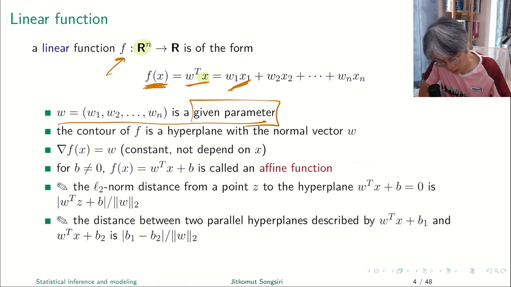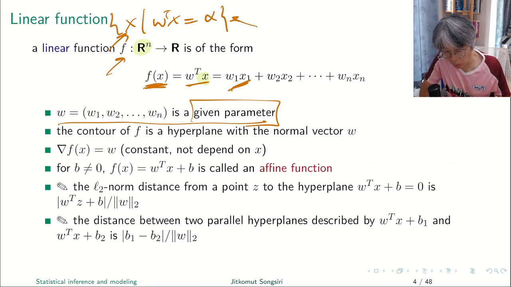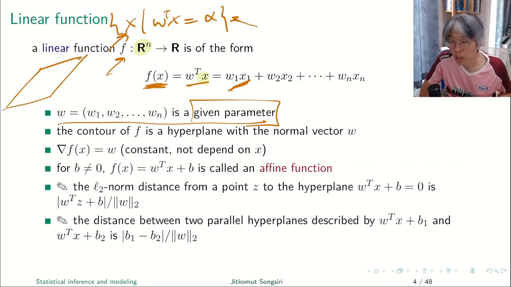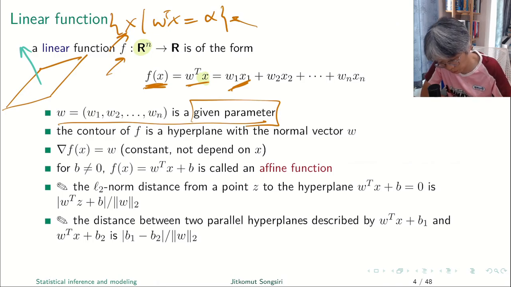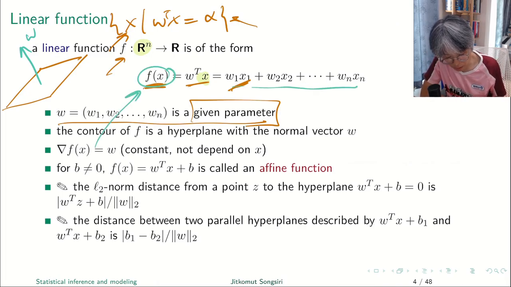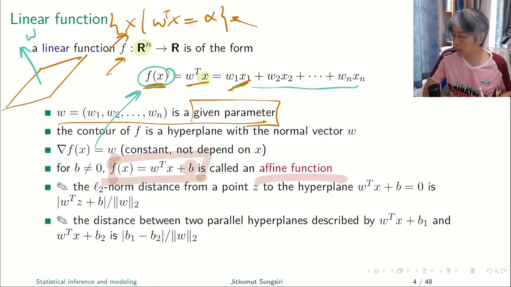When we take a look at the contour of this function, which means we find the set of x for which this function equals some number, that contour is going to be a hyperplane. And the angle, the way that the hyperplane lies in the space, is controlled by the normal vector w. That w also gives you the sense of the gradient of this function. If you take the gradient of f, you see that the gradient is basically w, the slope. When you add some non-zero number b to the linear function, that function is now called an affine function.